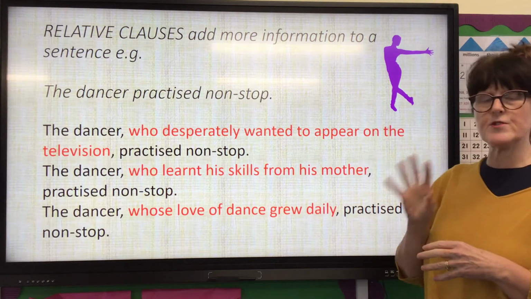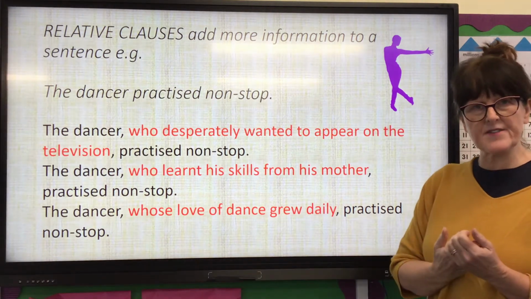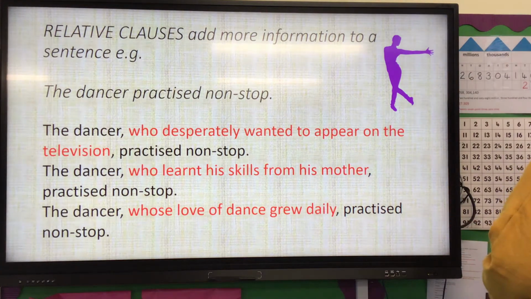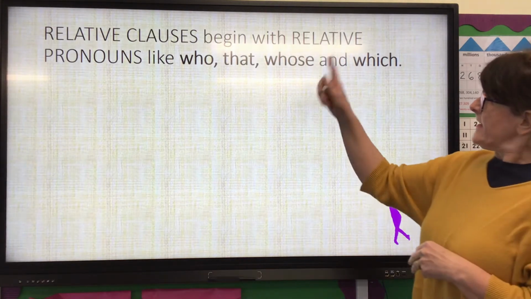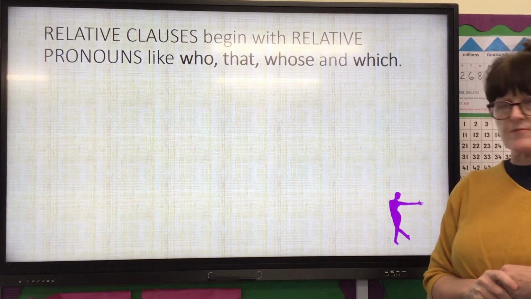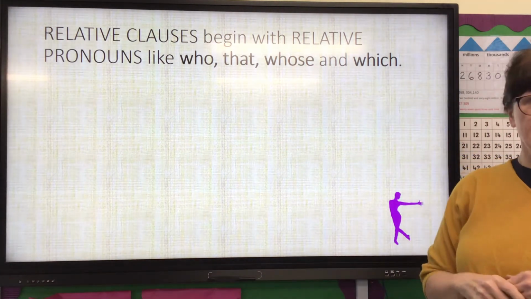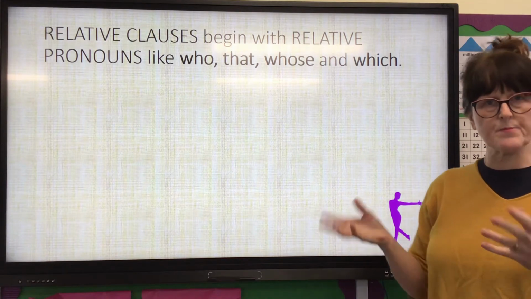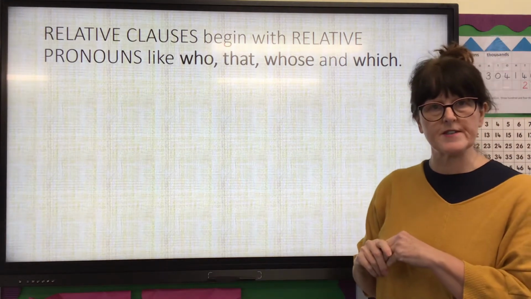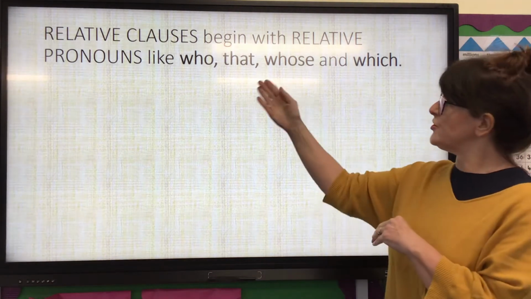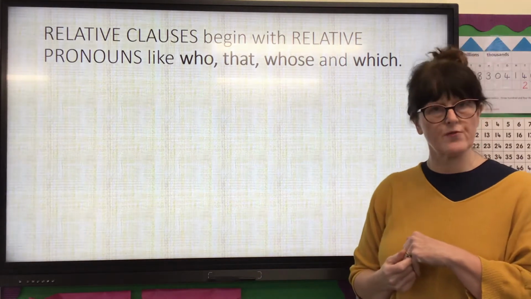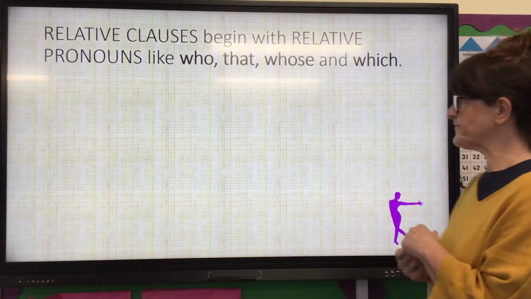So relative clauses have to begin with specific words. They begin with relative pronouns like who, that, whose and which. There are many other relative pronouns, but we're just looking at those for today. Let's look at where you would use these 4 different relative pronouns.